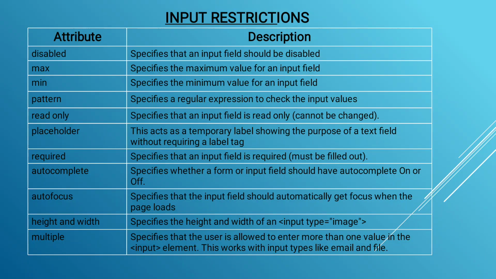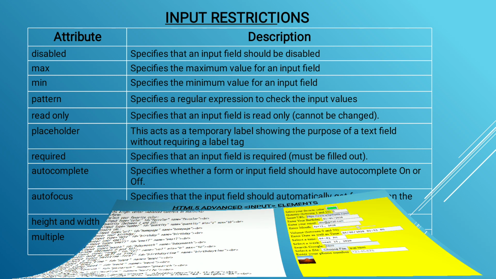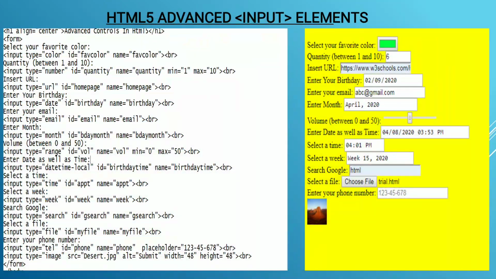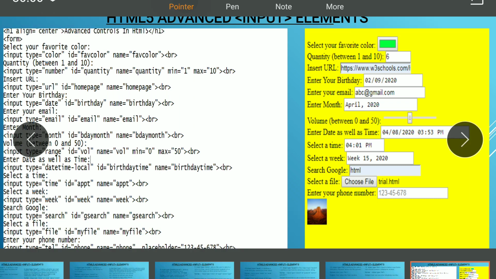Hello students. So as we discussed earlier about all the input tags and the controls, right? There are lots of input controls we learned. For example, we learn about the color, number, URL, date, email, month, range, date-time-local, time, week, search, file, telephone, and IMG, right?